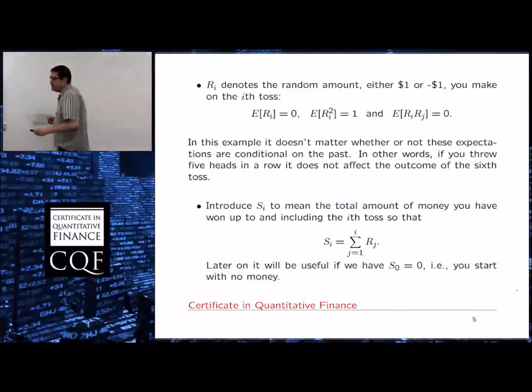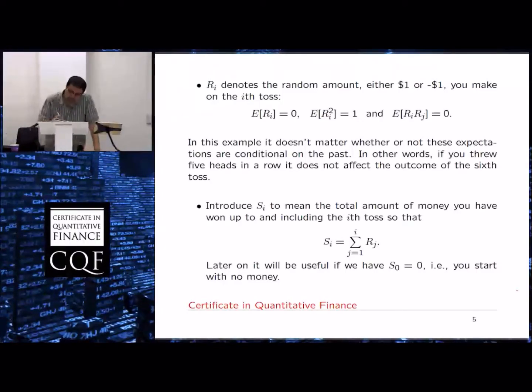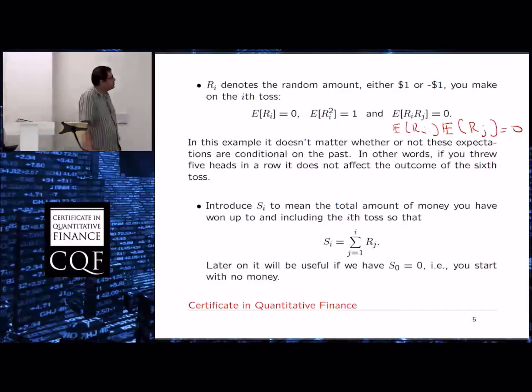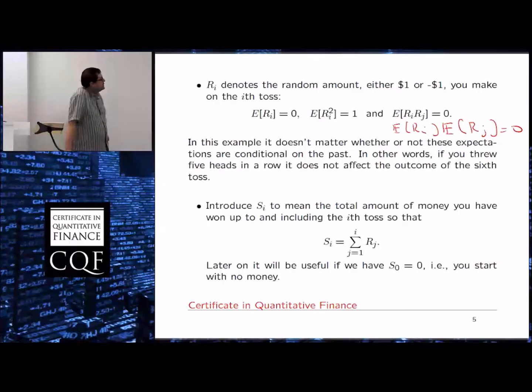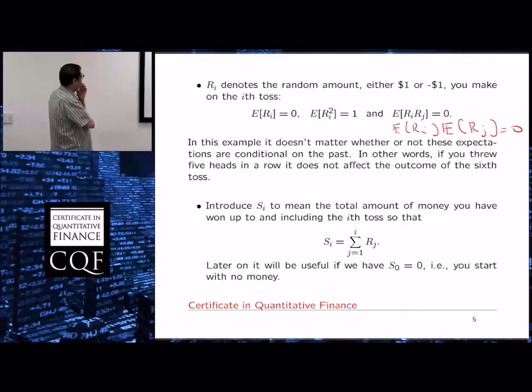Because remember, this allows us to write that the expected value of Ri times the expected value of Rj is equal to 0. That's how we get that. That's important. Now what does Paul say next? In this example, it doesn't matter whether or not these expectations are conditional on the past. All right, we'll come on to the idea of conditional in a second.